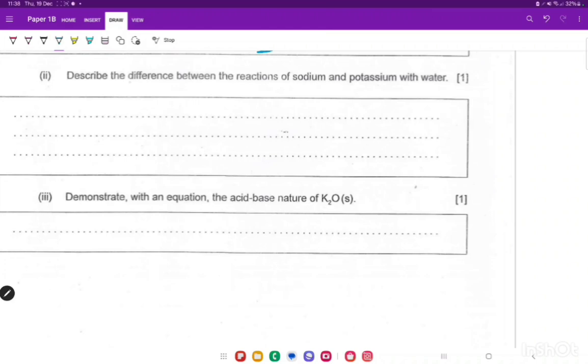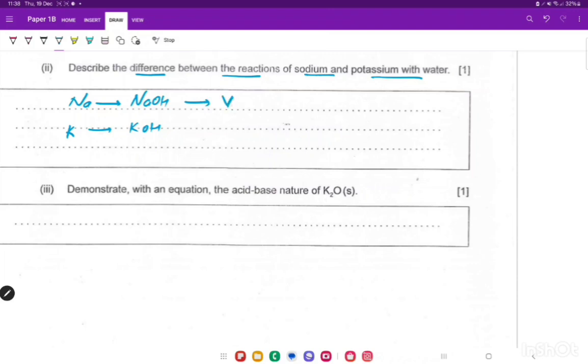Next question is, describe the difference between the reactions of sodium and potassium with water. When sodium and potassium react with water, both form their respective hydroxides, NaOH and KOH. But the reaction in sodium takes place vigorously, whereas in potassium it takes place violently. So in potassium, the reaction is taking place violently.